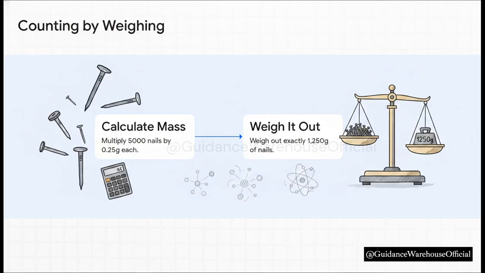So going back to our frustrating 5,000 nails problem, since we know one single nail weighs 0.25 grams, we just do a super quick calculation. Step 1, multiply 5,000 by 0.25. Step 2, simply weigh out 1,250 grams of nails on a scale. That's it. You just perfectly counted 5,000 nails in seconds. And as you'll see, this exact same weighing logic is exactly how chemists count things that are way, way smaller than nails. I'm talking about atoms.